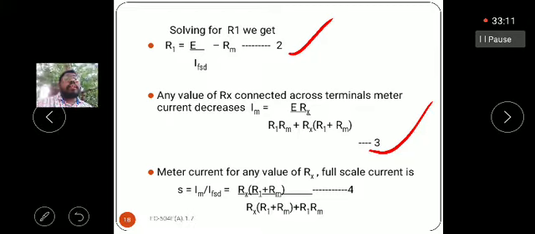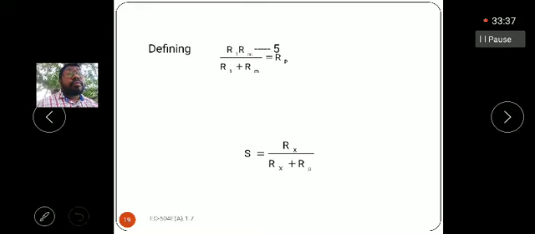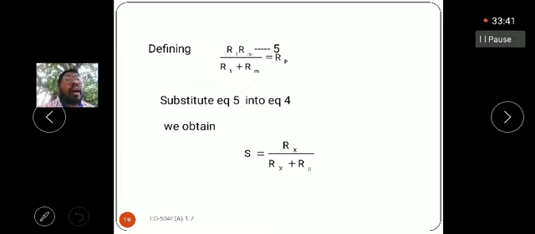The meter current for any value of Rx, as a fraction of the full scale current, is Im by I full scale deflection current. That is equation 4. We substitute Im and the full scale deflection current, and we get Rx into R1 plus Rm by Rx into R1 plus Rm plus R1 Rm. You have to do this substitution part in your own way. Then R1 Rm by R1 plus Rm is equal to Rp.